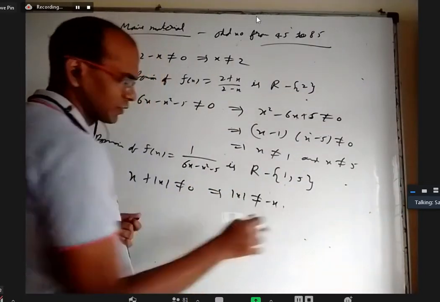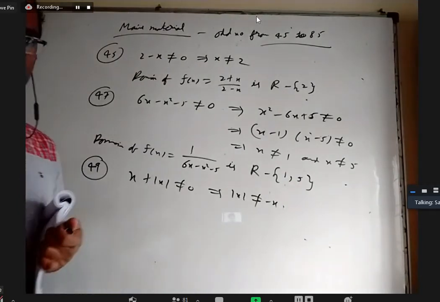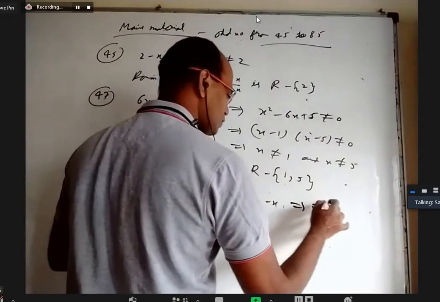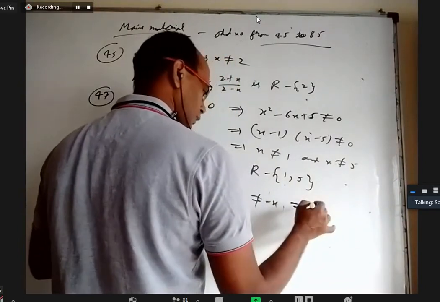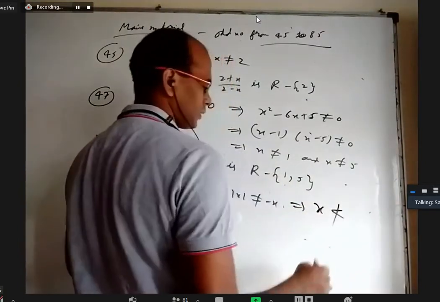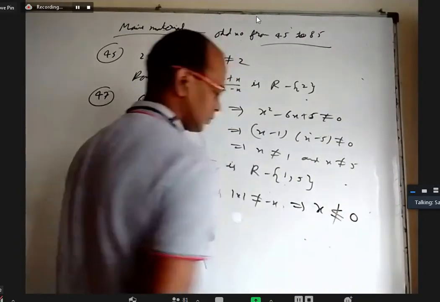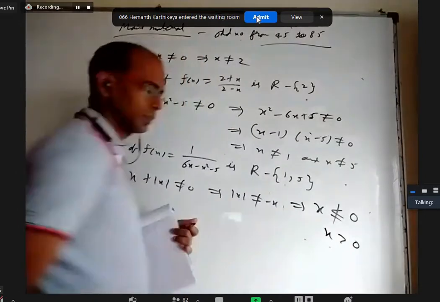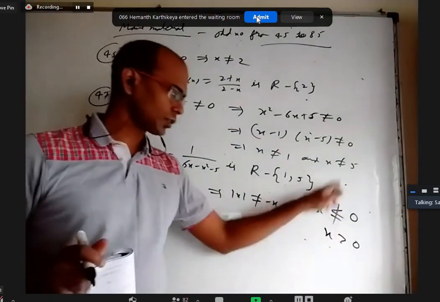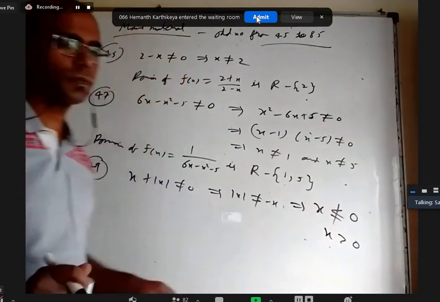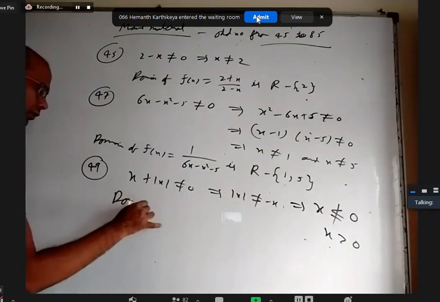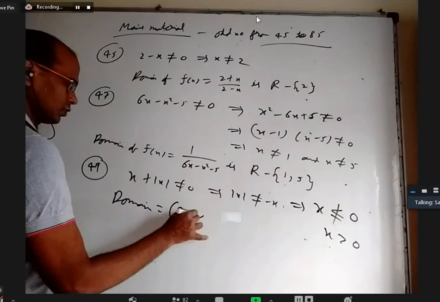We know mod x definition. Mod x equal to x when x is positive, equal to minus x when x is negative, and even 0, which implies x should not be less than or equal to 0. Or I can say x should be only positive. X less than or equal to 0 should not be, and what it should be is x positive. Domain is open interval 0 to infinity.